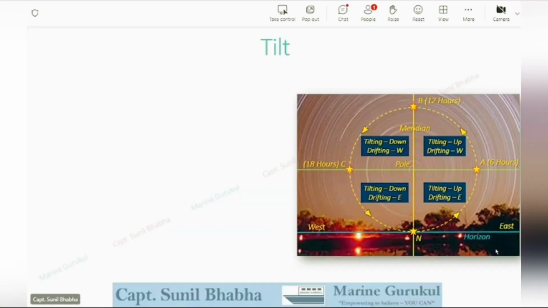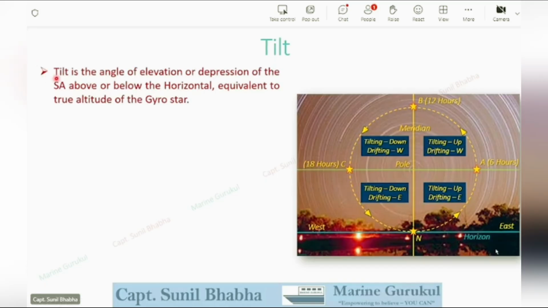We now move into the detail of tilt and how to calculate the tilting using a formula. Sir, tilt is the angle of elevation or depression of the spin axis. Go ahead, beta. Sir, just had a doubt regarding this.